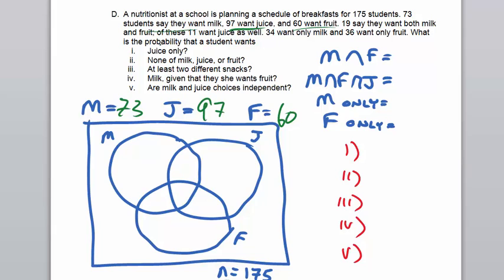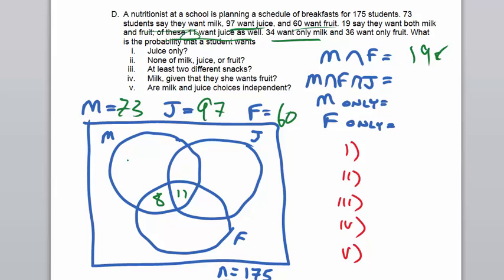19 say they want milk and fruit. Well, that's nice. Fruit, milk, well, there's still two regions. I can't use that yet. Of these, 11 want juice as well. All right, now I finally have something I can start using. That means 11 of them wanted the milk and the fruit, and then also the juice, which means those are the 11 right here in the center. But 19 wanted milk and fruit, so that must mean there were 8 additional ones, so I've already used that data point. All right, 34 want only milk.